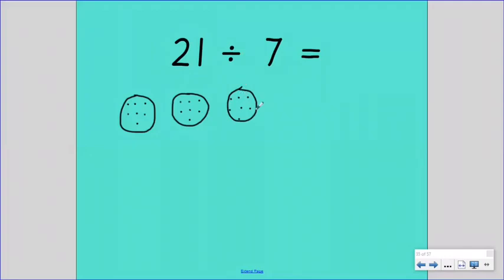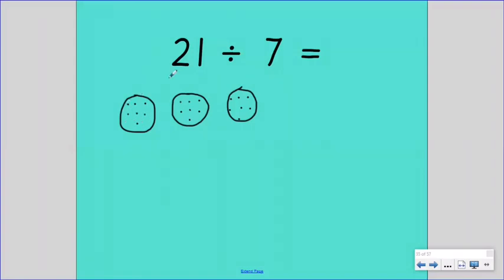Let's just double check that each of our groups has got 7 dots in it. 1, 2, 3, 4, 5, 6, 7. Yeah, that's a group of 7. 1, 2, 3, 4, 5, 6, 7. Yeah, that's a group of 7. 1, 2, 3, 4, 5, 6, 7. Yep, that's another group of 7.